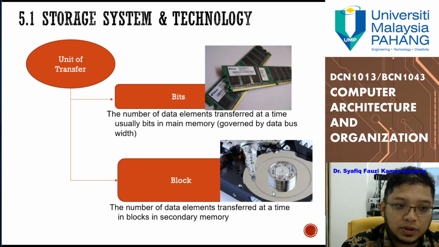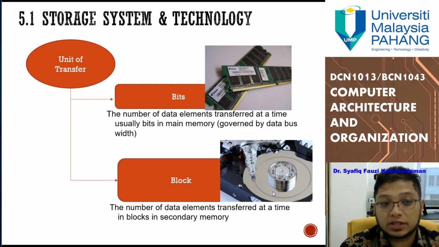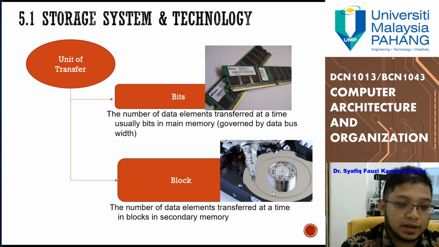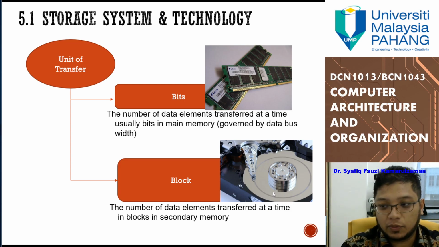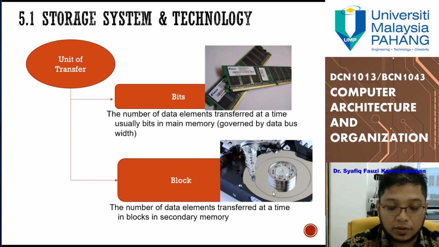Next we look at the unit of transfer. We have two types of unit of transfer: first is bits and the second is block. Usually if the memory is fast, we transfer according to bits. But if the memory is slow, we transfer according to blocks. Bits are usually used in the random access memory, which is the main memory of your PC. Blocks are usually transferred between the main memory.